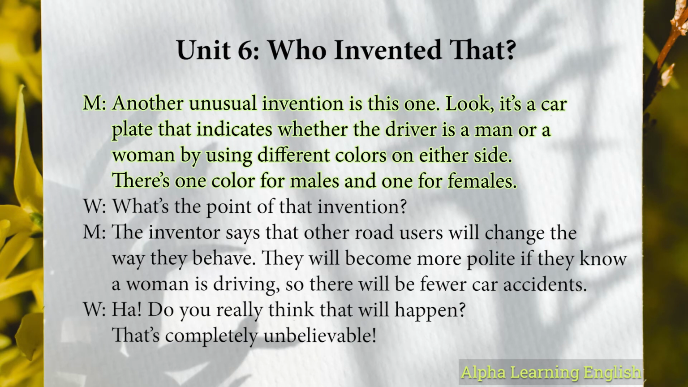Look, it's a car plate that indicates whether the driver is a man or a woman by using different colors on either side. There's one color for males and one for females. What's the point of that invention? The inventor says that other road users will change the way they behave. They will become more polite if they know a woman is driving, so there will be fewer car accidents. Huh, do you really think that will happen? That's completely unbelievable.